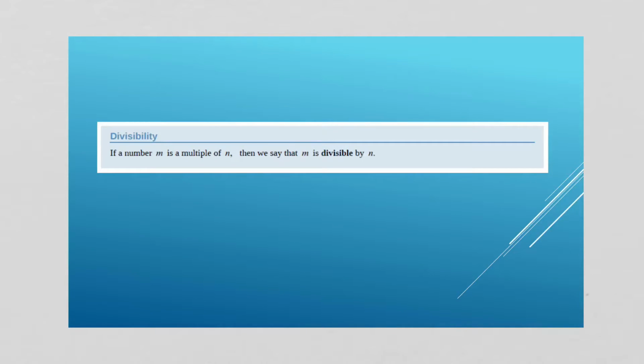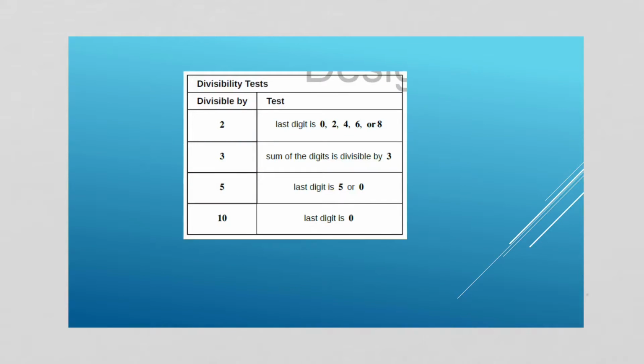So if a number m is a multiple of n, then we say that m is divisible by n. I'll show you what that means here in just a second. So here's a divisibility test. Again, this is what I told you guys earlier. Last digit ends in a 0, 2, 4, 6, or 8. The sum of the digits is divisible by 3. Last digit is 5 or 0. Last digit is 0.